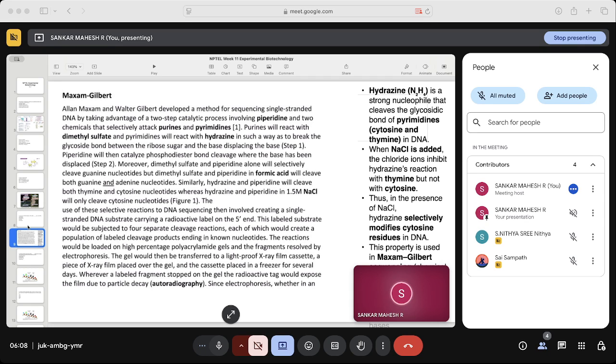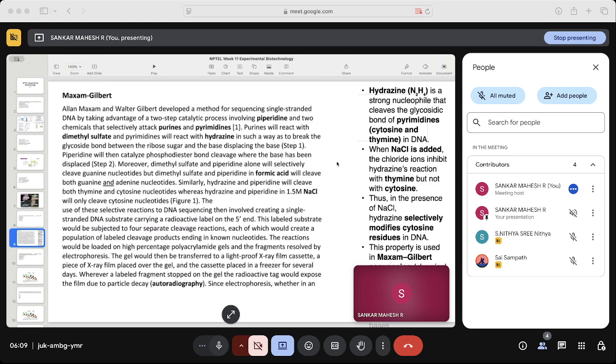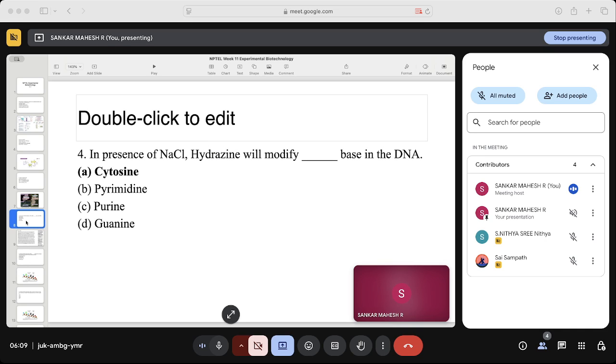Now the question is, in the presence of NaCl, hydrazine will modify dash base. Like it is given here, hydrazine will specifically act on pyrimidines, that is cytosine and thymine. When 1.5 molar NaCl is added, it will cleave only cytosine and not thymine. So this is the specificity that was asked. Fine.